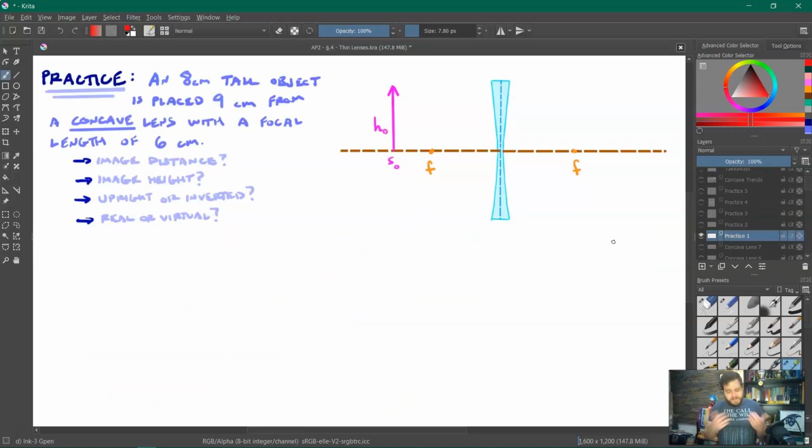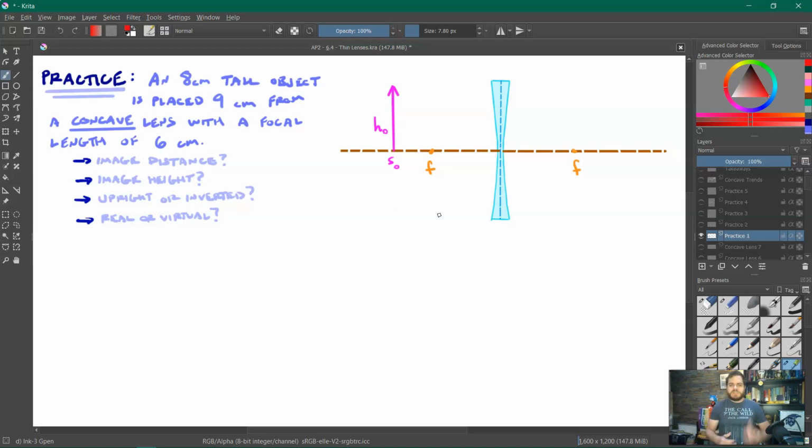Thankfully, though, we use the exact same magnification and thin lens equations. So go ahead and give it a shot with this new scenario. We have an 8 centimeter tall object that is placed 9 centimeters away from a concave lens, so it's bounded on each side with a focal length of 6 centimeters. So each of these focal lengths is 6 centimeters. We have an 8 centimeter tall object, and it is located 9 centimeters away.